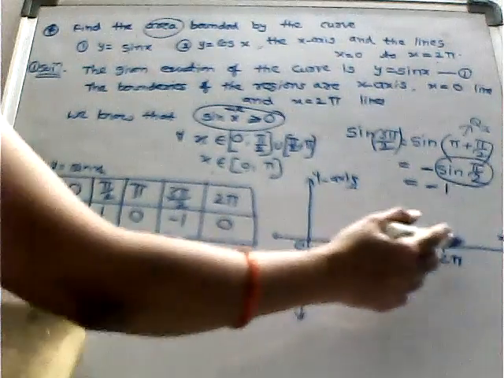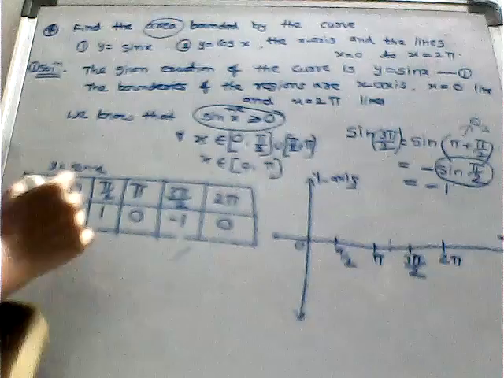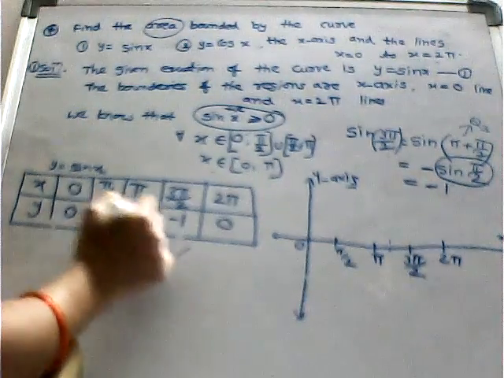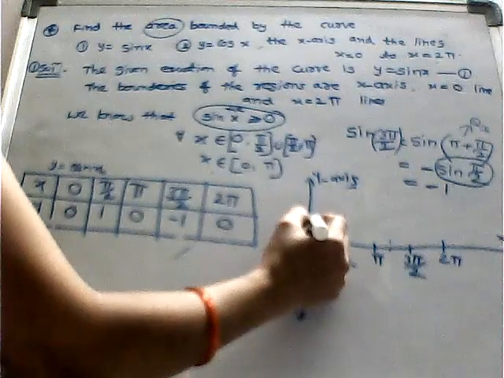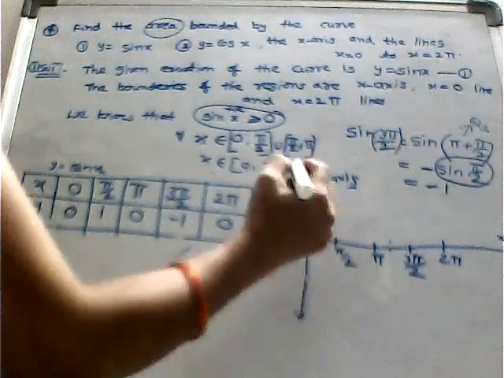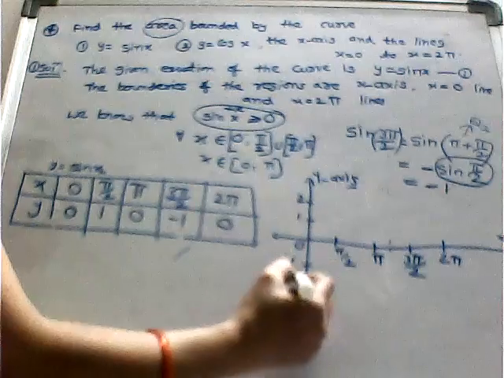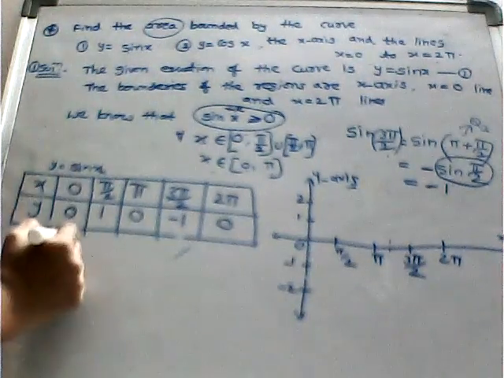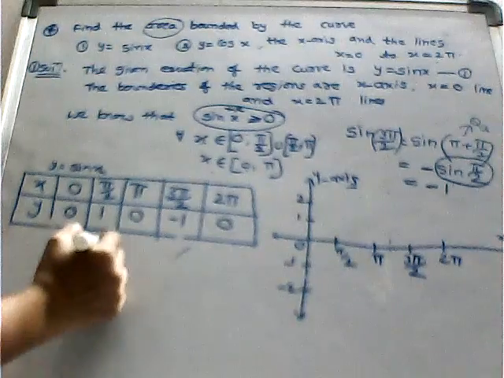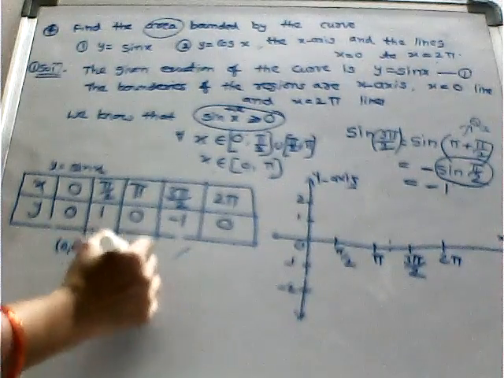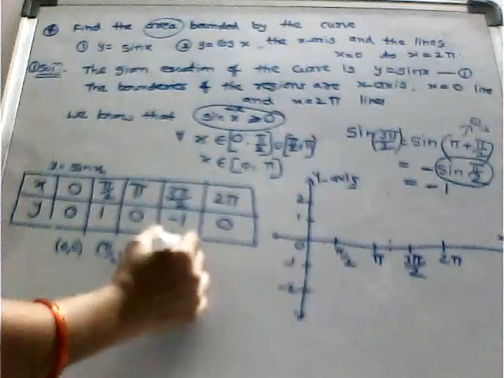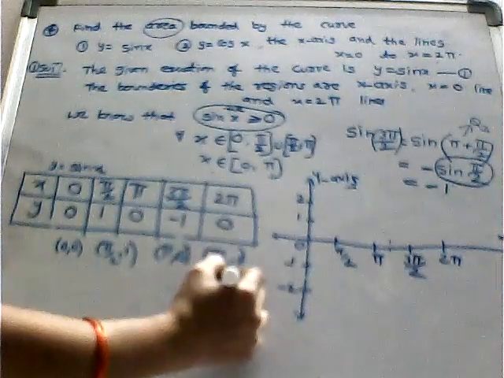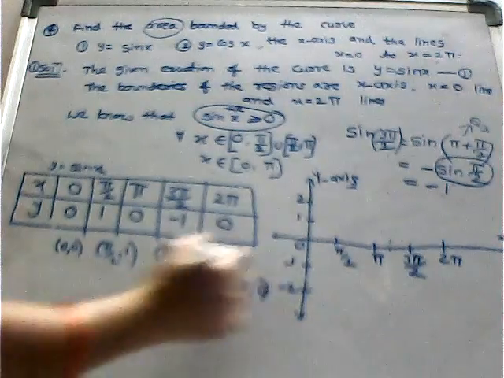We take the points on the x-axis. Now on the y-axis the difference is 1. 0 to 1, 1 to 2, like that we can take 1, 2. Here minus 1, minus 2. Okay, so now the points are 0, 0; pi by 2, 1; pi, 0; 3 pi by 2, minus 1; 2 pi, 0. All these points are fixed in the graph.